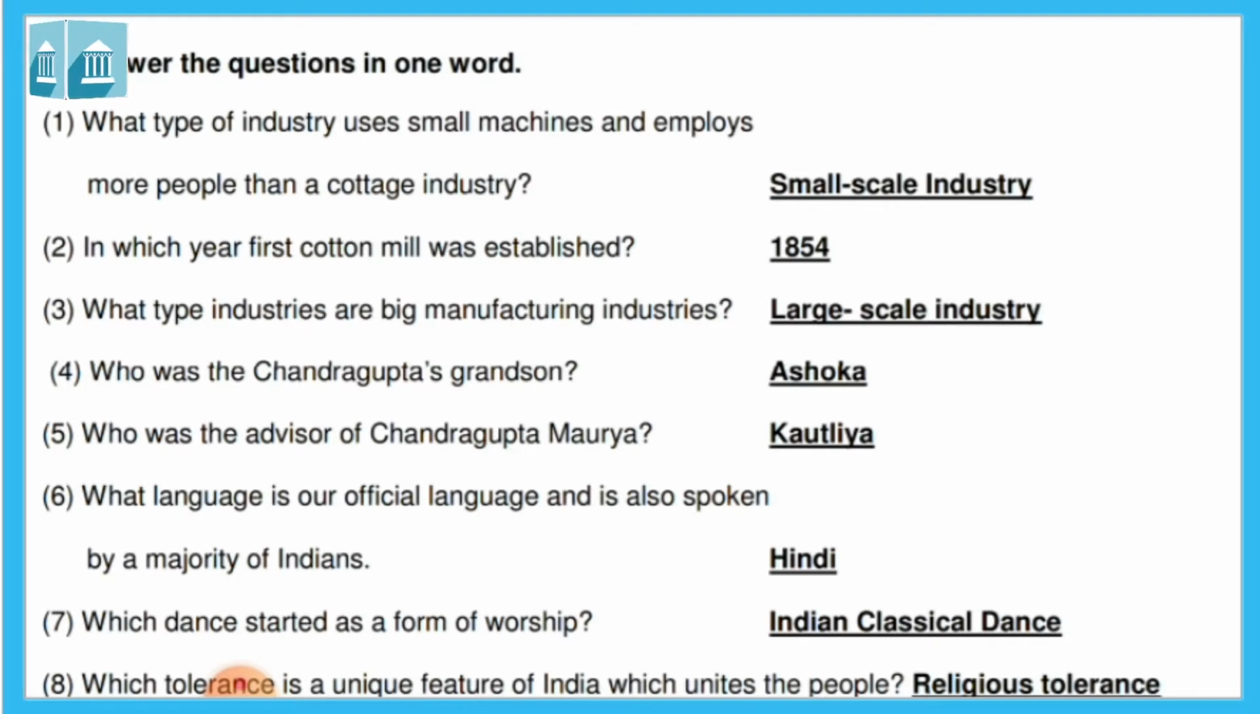So there are three types of industries: small industries, cottage industries, then large scale industries, right? So small machines and more people.